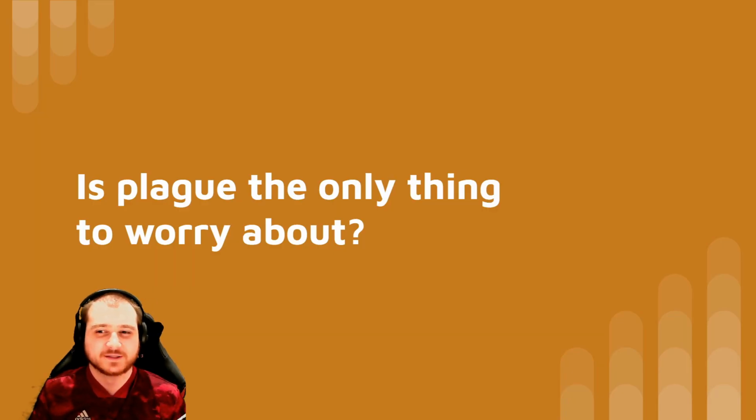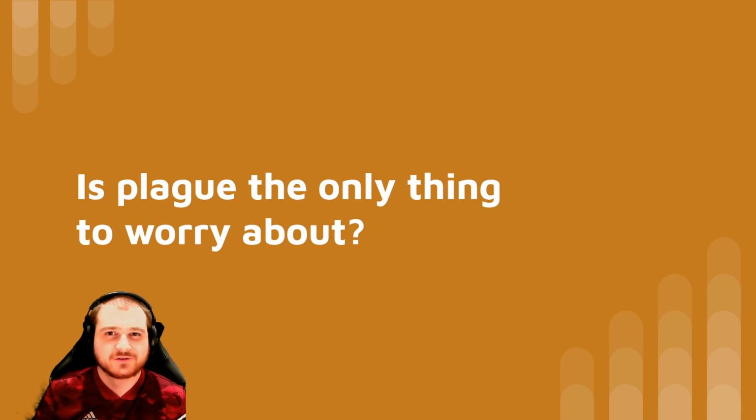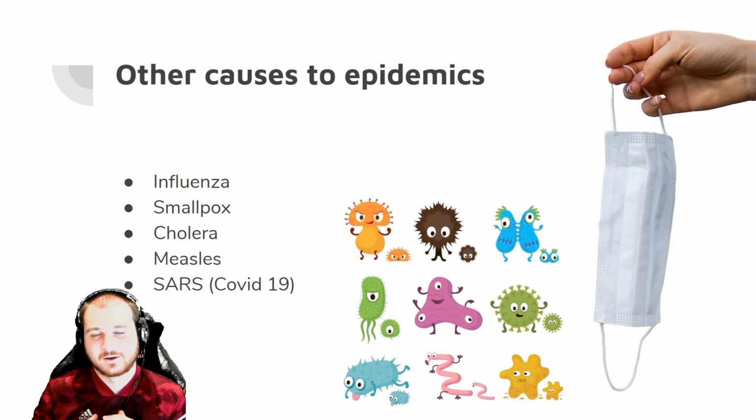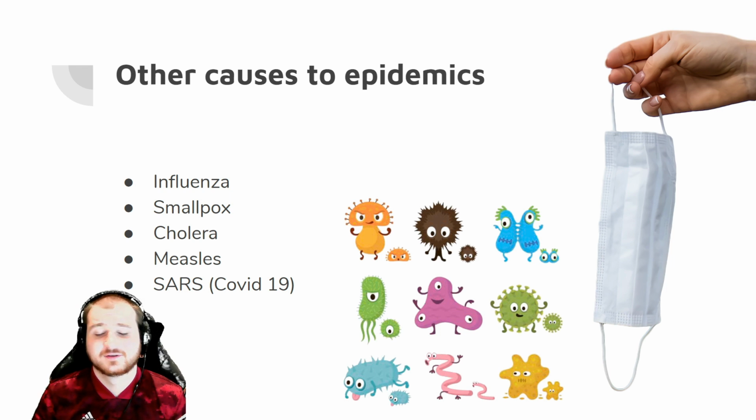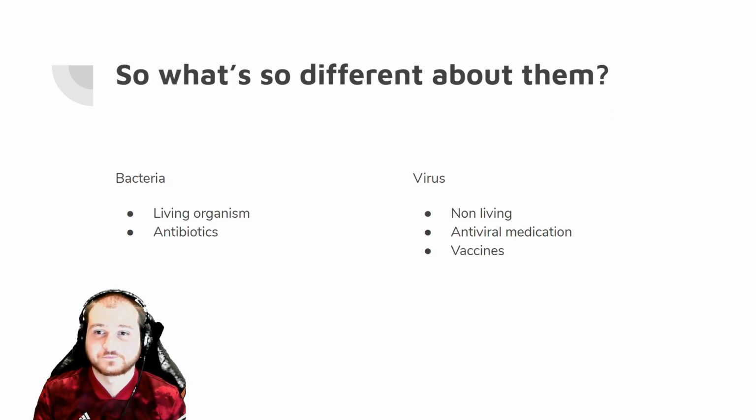So are plagues the only thing we have to worry about? No. And to clarify, plague is a type of infectious disease. It is not the same thing as an epidemic or pandemic. And there are other causes to epidemics and pandemics. You have influenza, smallpox, cholera, measles, and SARS, and quite a few others.